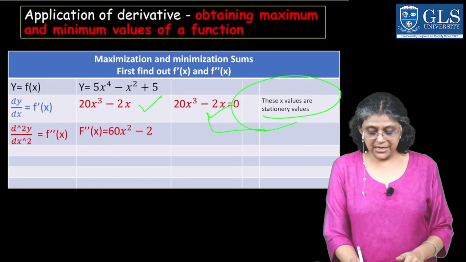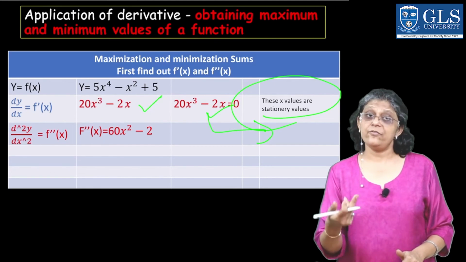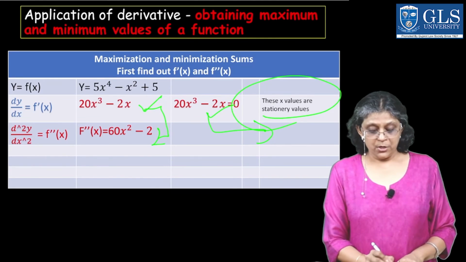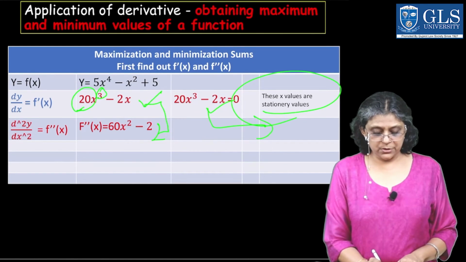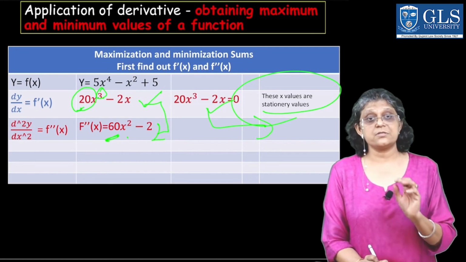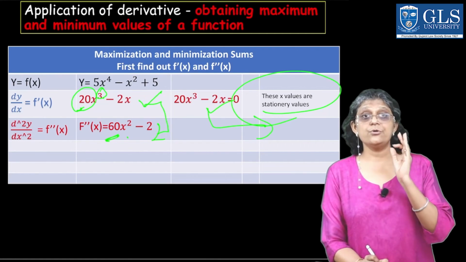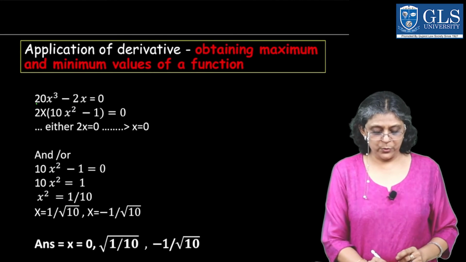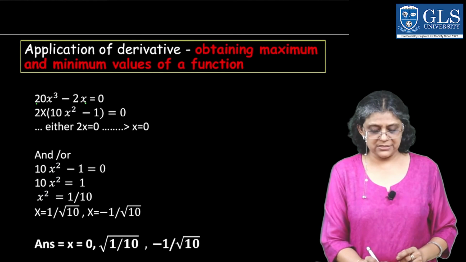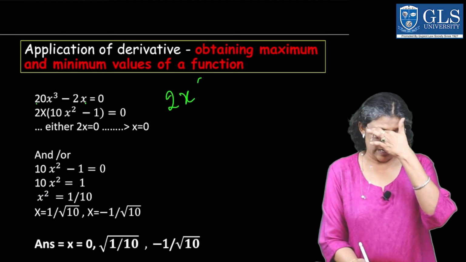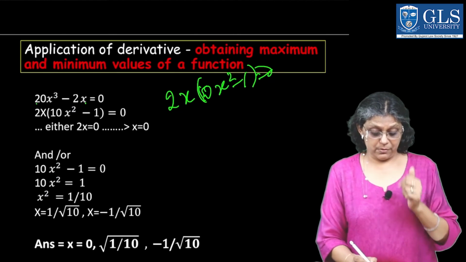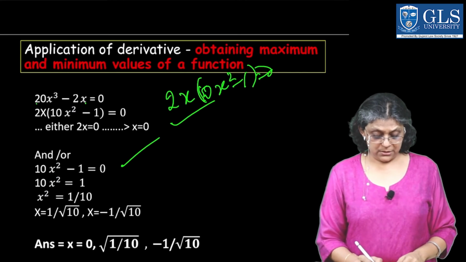From this I have to find the x value, which I told you, I will tell again, but first I take the second order derivative. So this is 20 into 3, that will give me 60x square minus 2. This is my second order derivative. I showed you 20x cube minus 2x is equal to 0, so taking 2x common gives 10x square minus 1 is equal to 0. I think I have made you understand this, this is clear.